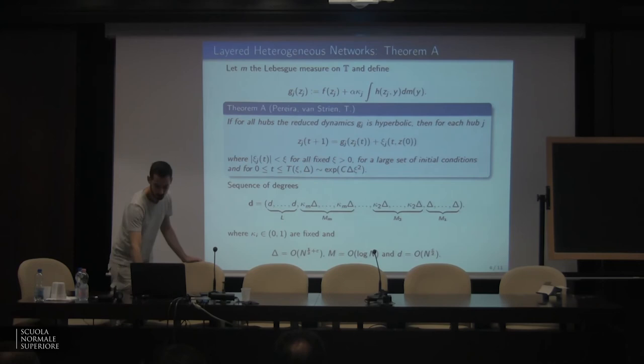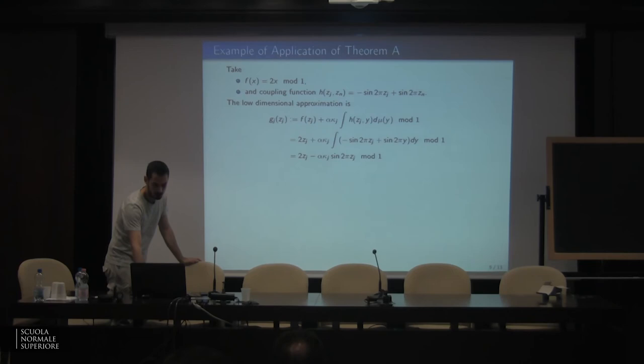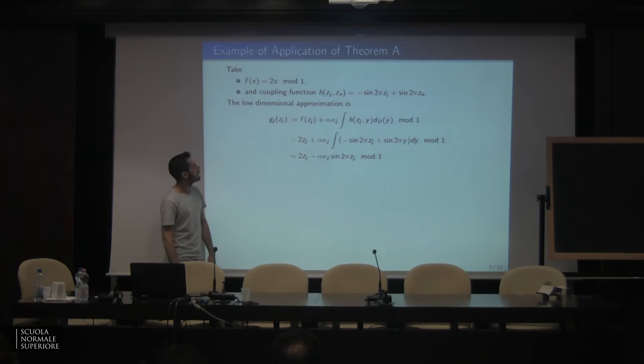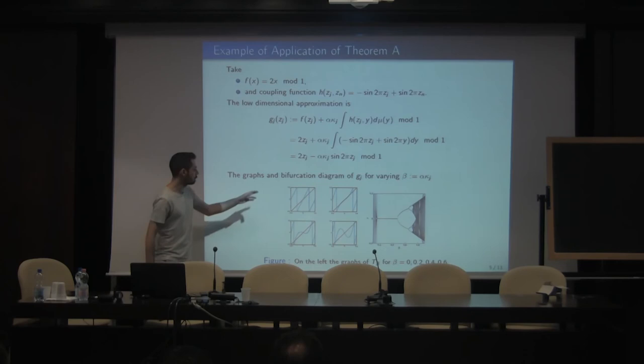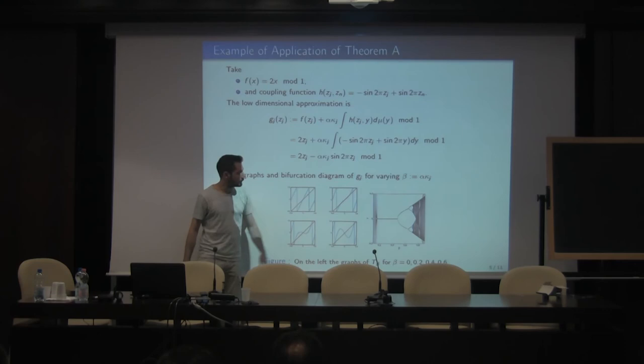An example of applications is the case where F is the W map, and you have this difference of sign as a coupling function. So you can do the computation and find the expression for the map G_J that gives you the approximation for the hub dynamics. And these are just some graphs for different values of the parameter alpha times kappa J. And this is the bifurcation diagram for this map.